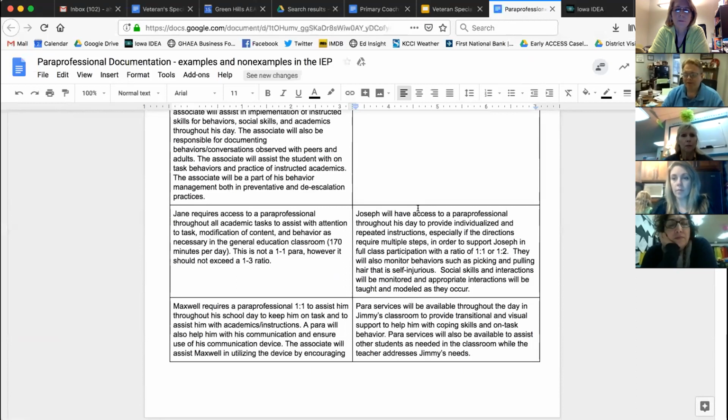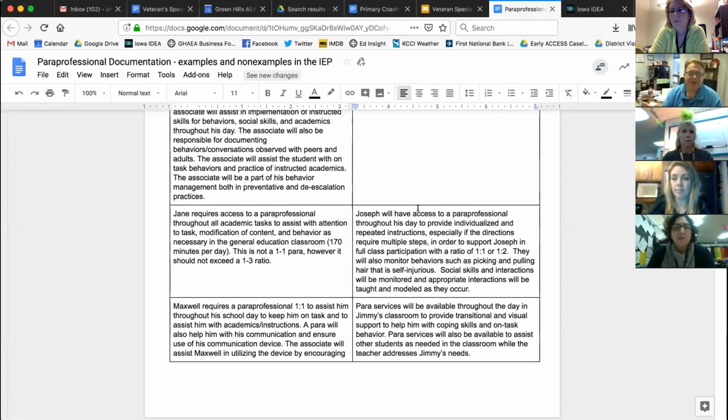Some districts provide clarity in these statements by talking about a ratio. So, for example, if there are some students that maybe they have access to a para all day, but it's not a one-on-one situation. So you can see in this description it's saying that there are a number of disability-specific things that a para is going to help Jane with, but it's saying that sometimes may be in a 1-to-3 ratio. So there's a para available in the classroom, also working with other students.